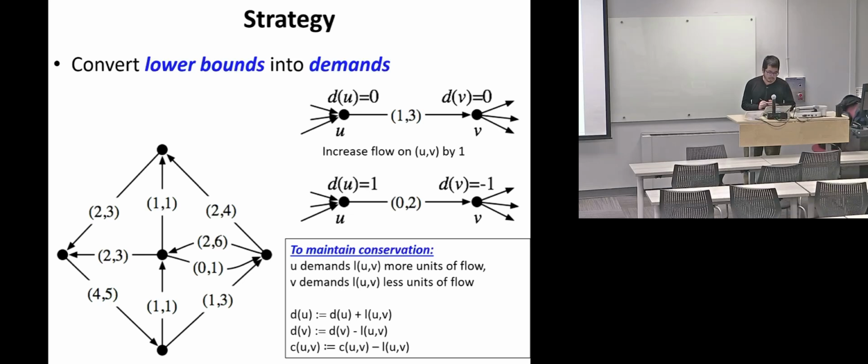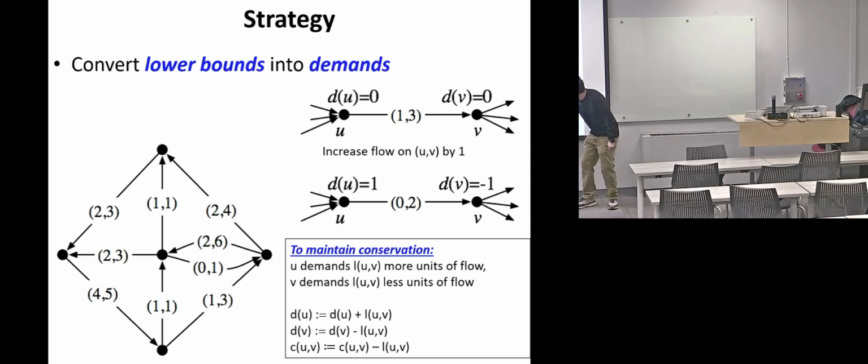So the idea is then, for every edge with a lower bound, I just send flow with that lower bound from the beginning, and that basically creates a demand. You kind of demand L units of flow, and we need to supply L units of flow, so the demand is less by L.